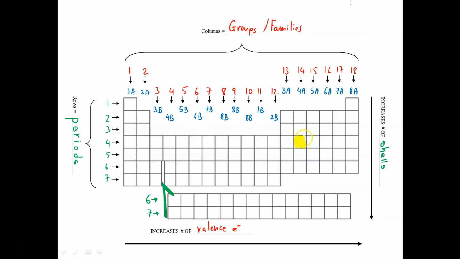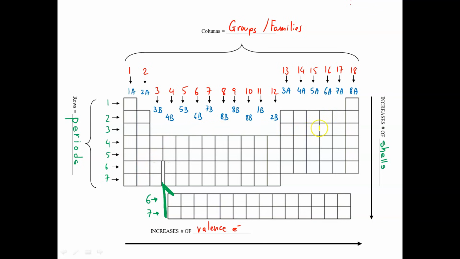So tell me, how many valence electrons are in this element? Because it's in group 14 or 4A, it has 4 valence electrons. But how many electron shells does it have? Because it's in period 4, it should have 4 electron shells. Well, what about this one over here? How many electron shells does it have? Because it's in period 6, it should have 6 electron shells. Well, how many valence electrons does it have? How many electrons are in the valence shell? Because it's in group 2 or 2A, it should have 2 valence electrons.